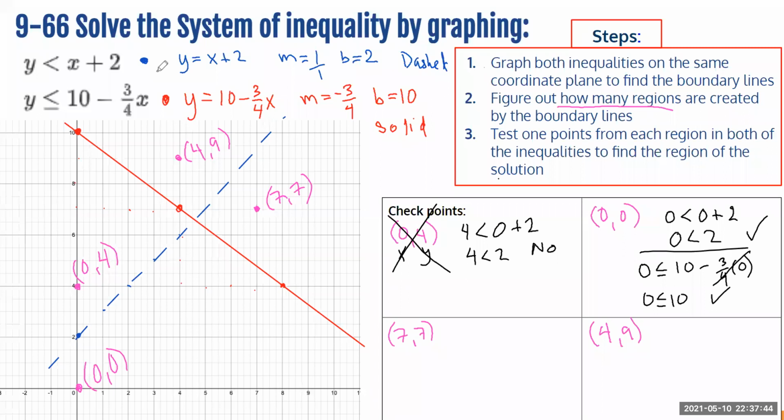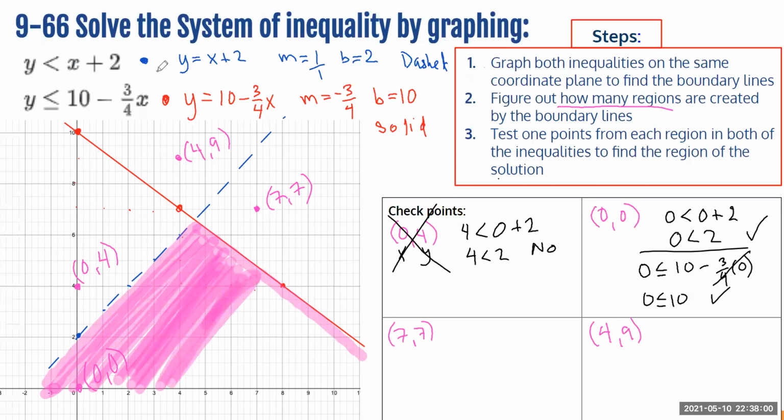So what that means is this section is the section that would be shaded by both inequalities. So this point testing process gives us an option so we don't have to shade the whole thing for both lines. We just figure out where the overlapping shading would be. There it is.